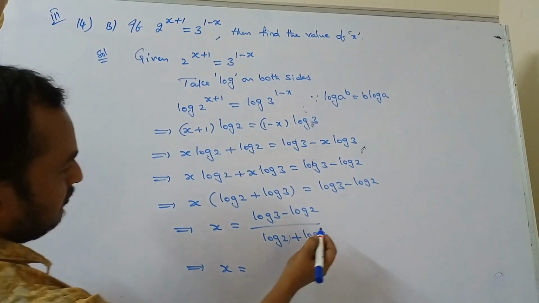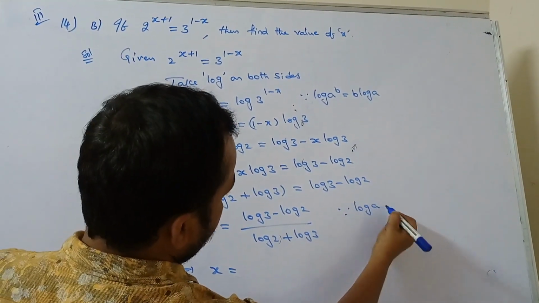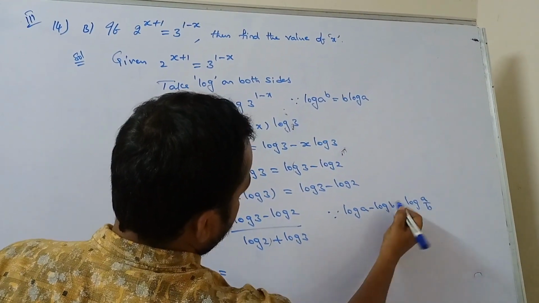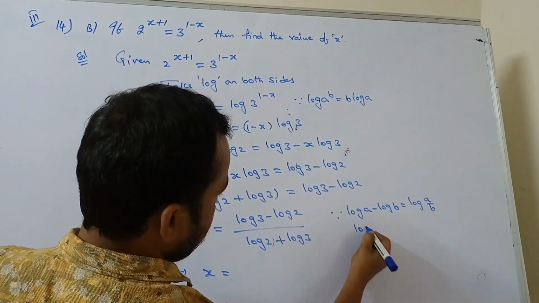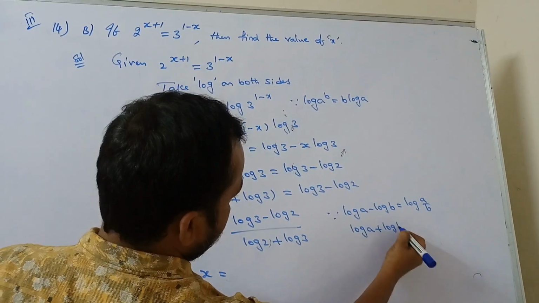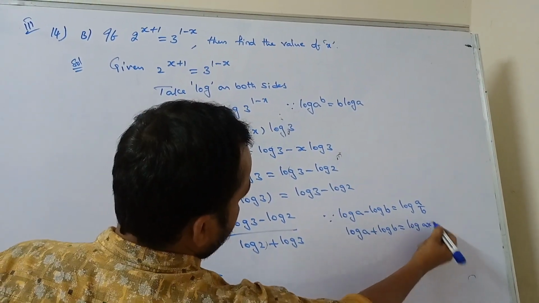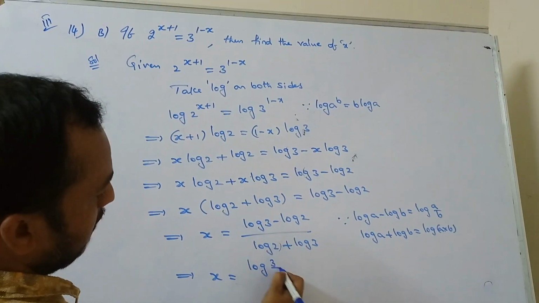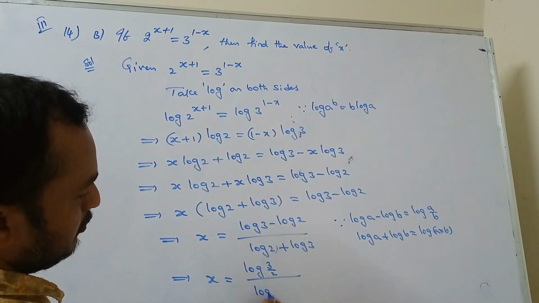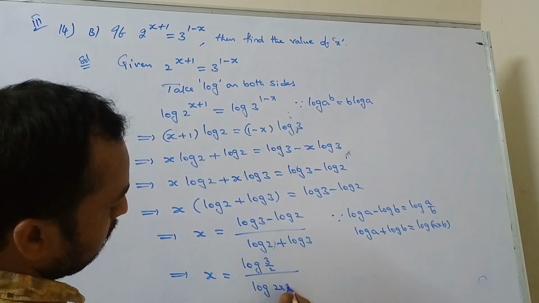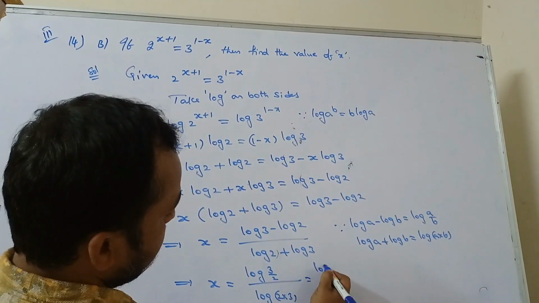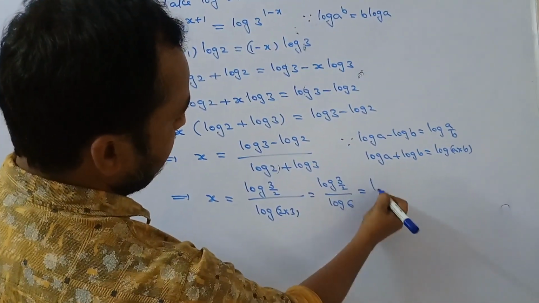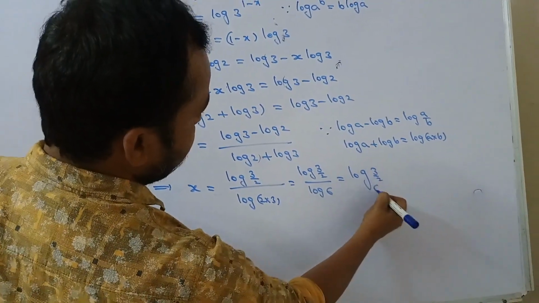You know the formula: log a minus log b equals log of a by b. Next, log a plus log b equals log of a into b. Now log 3 by 2 over log 2 plus log 3, which is log 2 into 3. We can write log 3 by 2 by log 2, 3 is 6, and also we can write it as log 3 by 2 base 6.